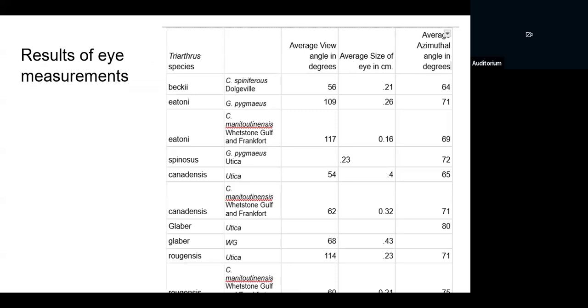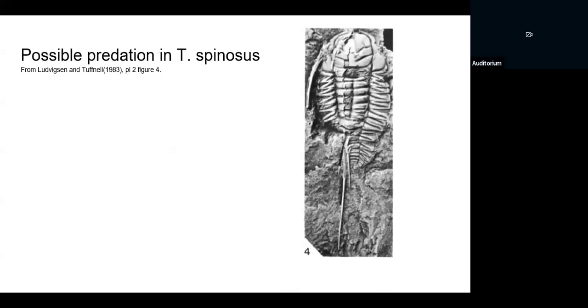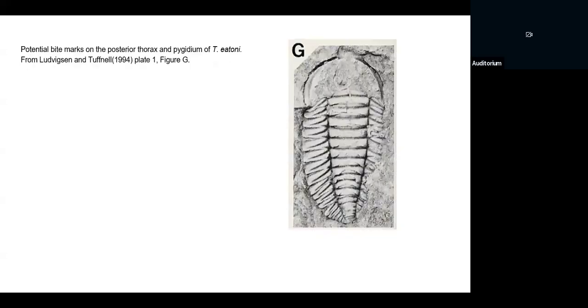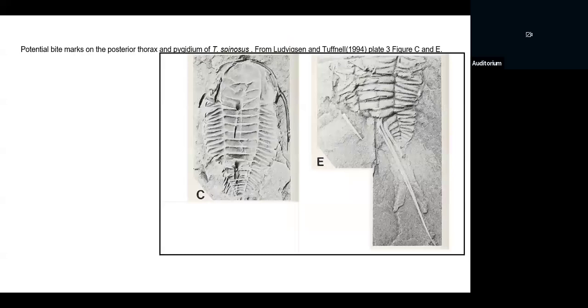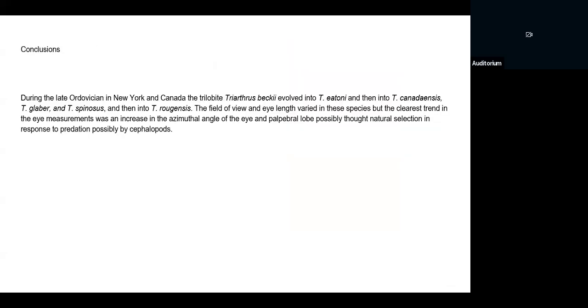And here's some data that I put together on these trilobite species. Here's some possible examples of predation in some of these Triarthropus, where you can see, even if you have a spine here, that doesn't stop the cephalopods from eating on them. And here's another one showing predation in the pygidium. Here's some more parts of the pygidium rather than the cephalon. All right, so that's the results.